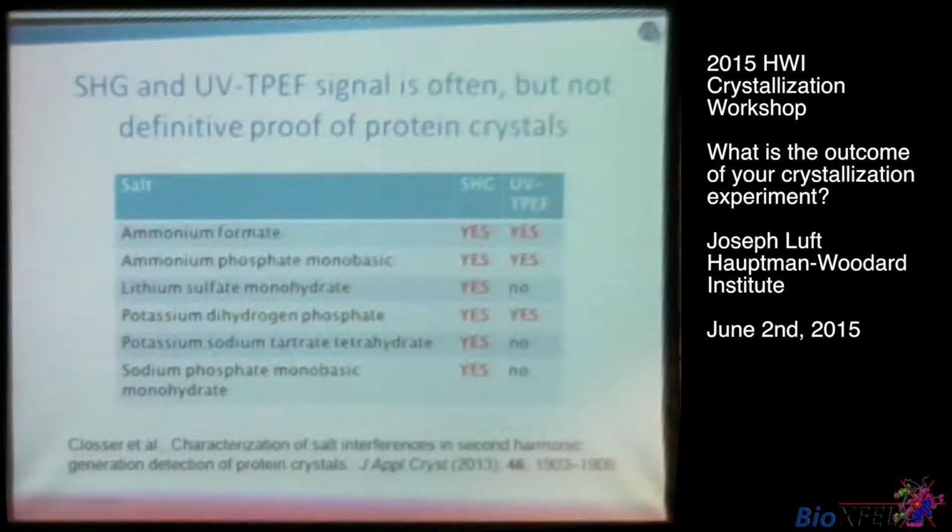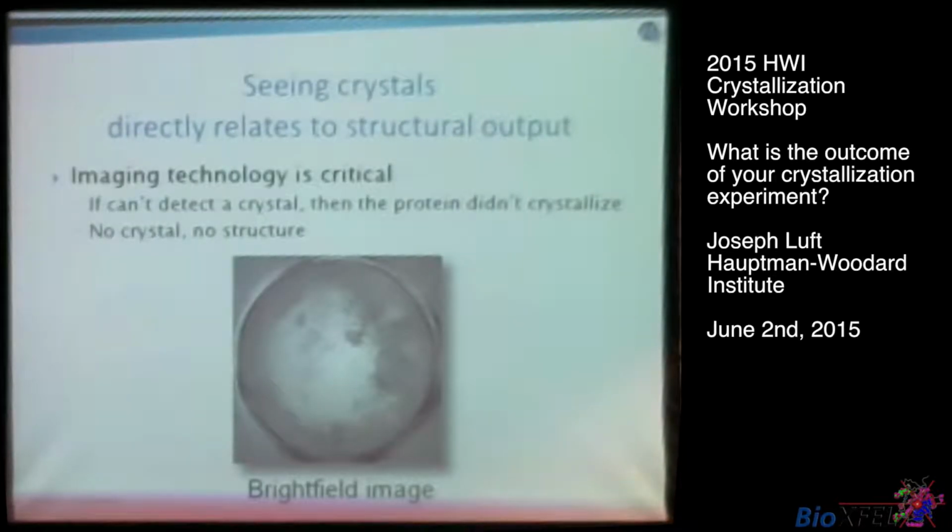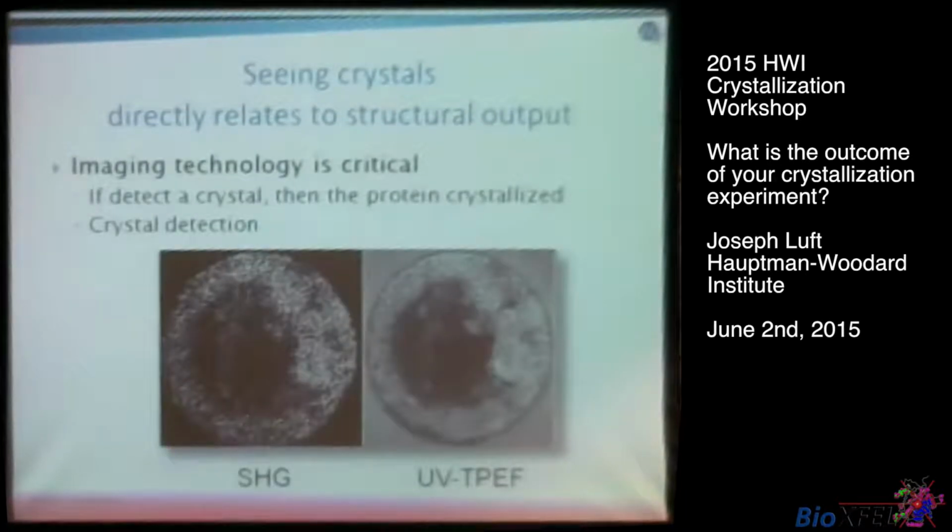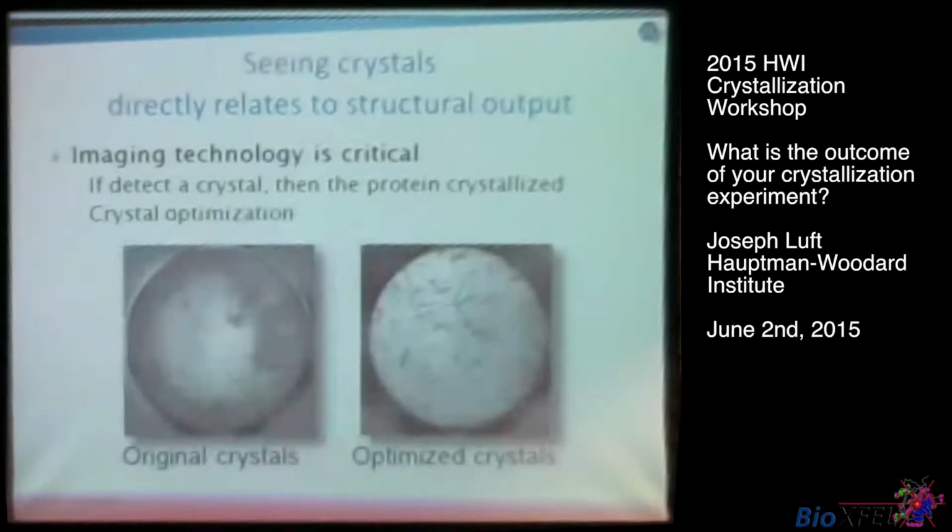Okay? So again, seeing crystals directly relates to structural output. If you don't see crystals, like in this bright field image, you don't go on to optimize to get a structure, to collect data, do anything else. So this is that same image that we saw in the previous slide. When you look at this, you really didn't see much. But when you look at the SHG and the UV, you can tell that you have chiral crystals present, and you can tell that you have protein chiral crystals present from that combination. And that means you can move forward with your experiments to actually get the structure.